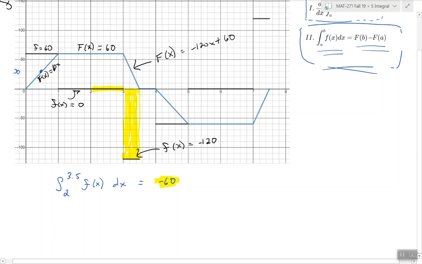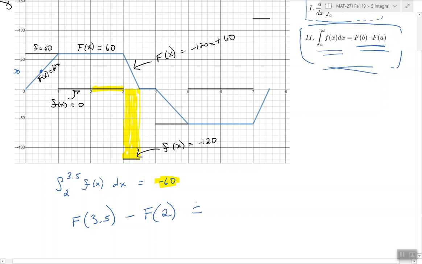But now we have this nice antiderivative up here. I've labeled it big F of x, right? So with big F of x, what we can do by the fundamental theorem of calculus is take big F of b, that's big F of 3.5, that's our end one, minus big F of a, that's our beginning one, 2, and that should give us that same negative 60.